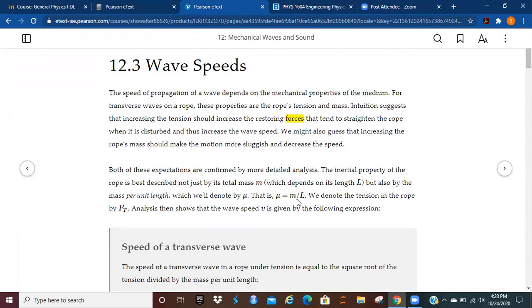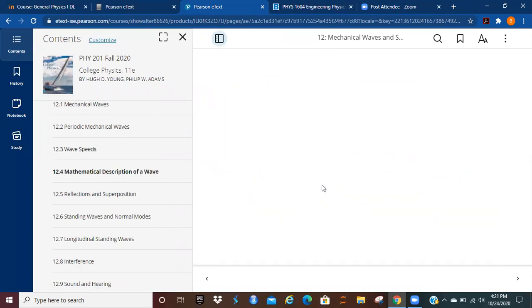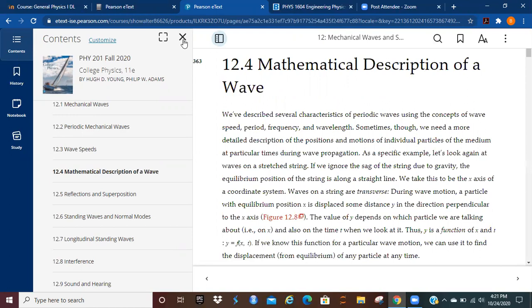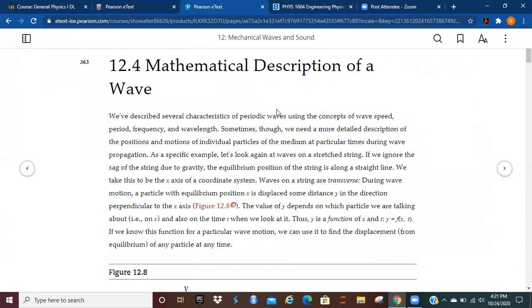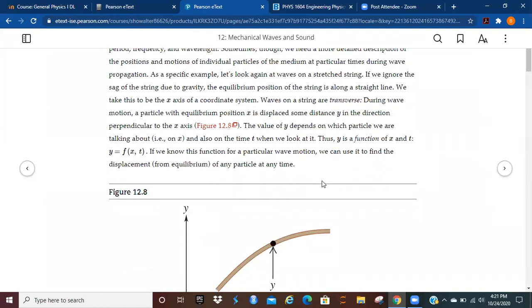So now let's move on to 12.4. All right. So we've described several characteristics of periodic waves using the concept of wave speed, period, frequency, and wavelength. But maybe we can come up with a more detailed description of the positions and motions of individual particles of the medium at particular times.